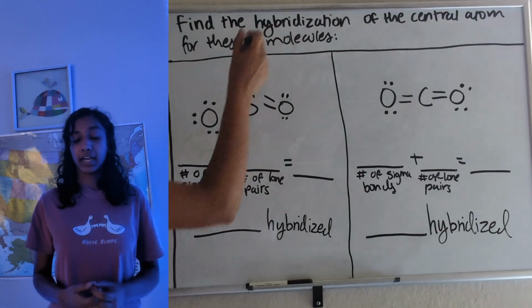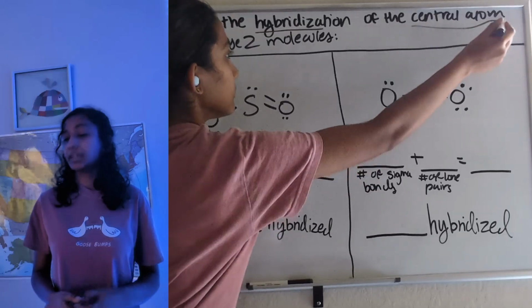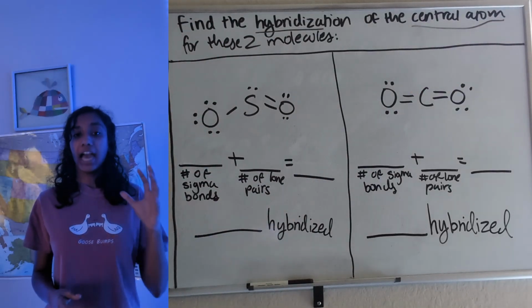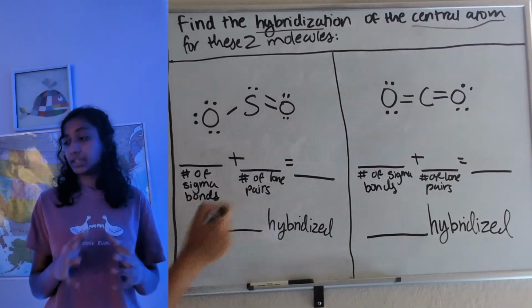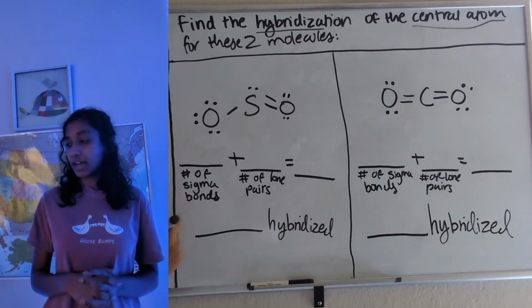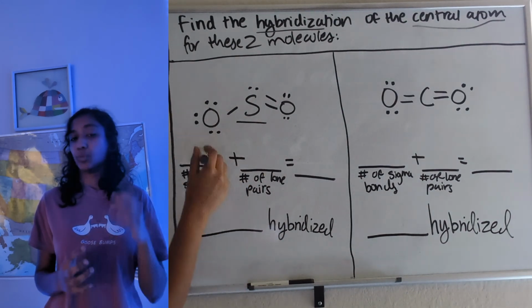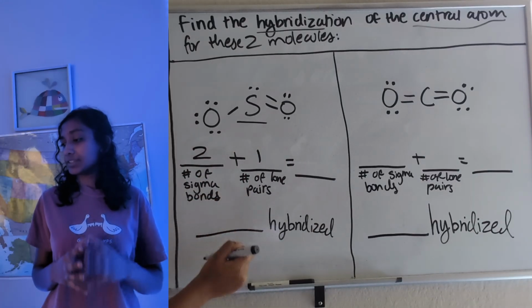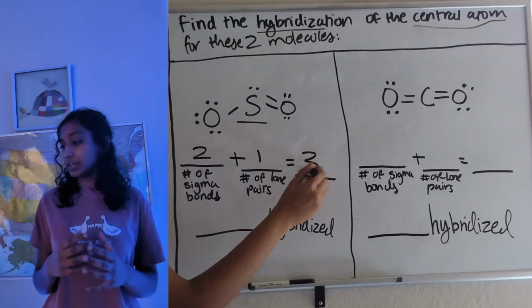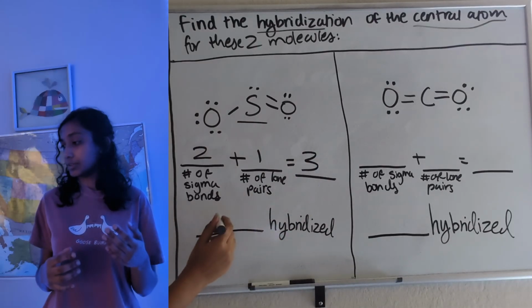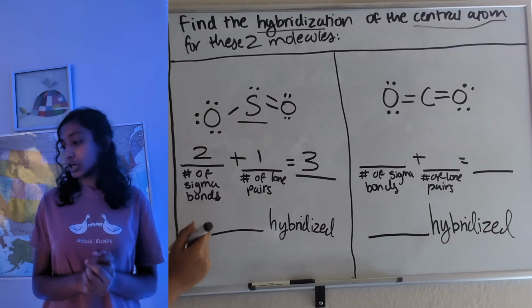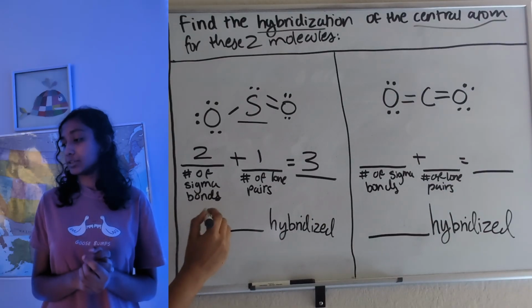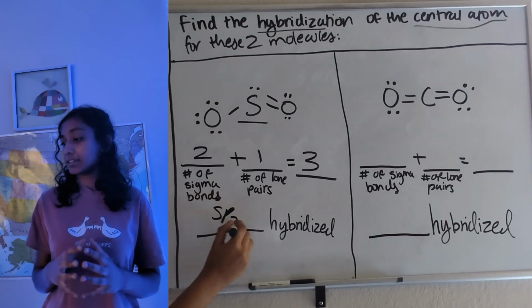Let's try to find the hybridization for 2 different molecules. This problem asks us to find the hybridization of the central atom for 2 different molecules, SO2 and CO2. In SO2, the central atom is sulfur. Sulfur has 1 lone pair and 2 sigma bonds, so the combined number of sigma bonds and lone pairs is 3, giving it a steric number of 3. Looking back at our chart, we know that this means that SO2 is sp2 hybridized.